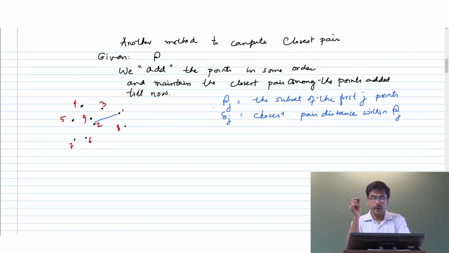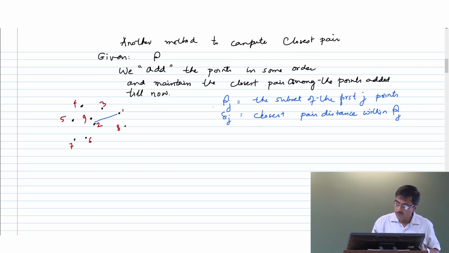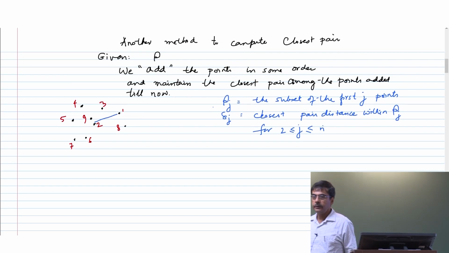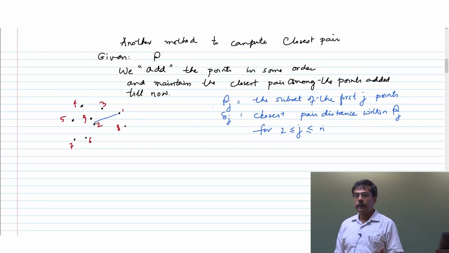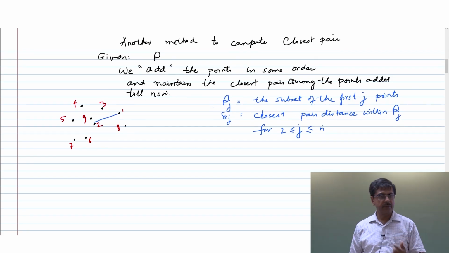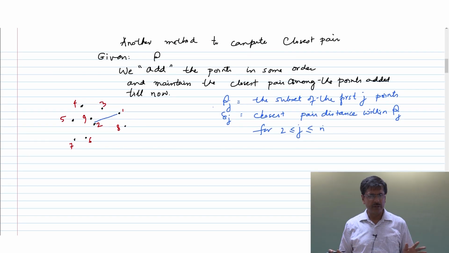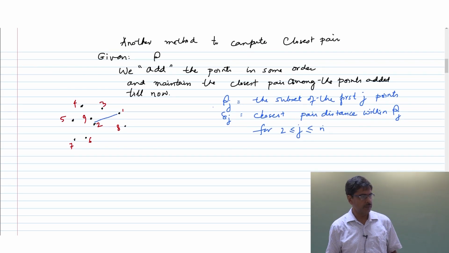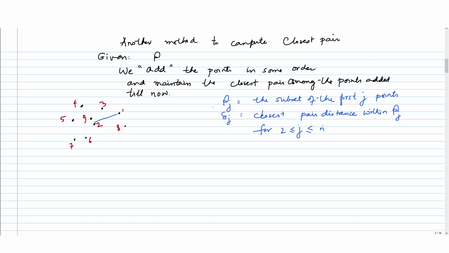So I am maintaining basically the closest pair distance of the first j objects, and this varies from j greater than or equal to 2 to j less than or equal to n. So I start with 2 points and I end when all points have been added, and if I am correctly maintaining the closest pair distance, I get it. Okay, it's absolutely trivial, right? There is nothing algorithmic that I have done here.